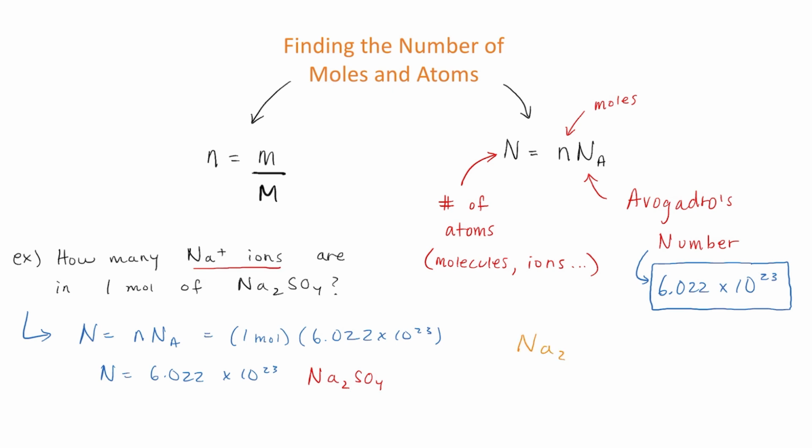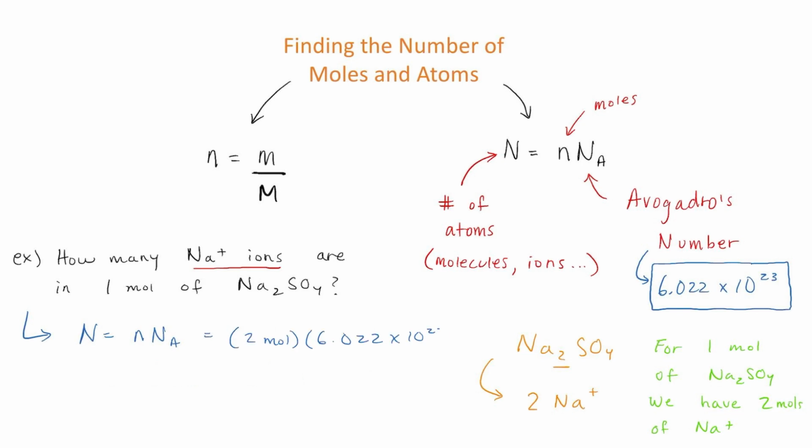If we take a look at sodium sulfate, you can see that sodium sulfate is made up of 2 sodium ions. In other words, for 1 mole of sodium sulfate, we have 2 moles of sodium ions. And so in order to get the answer correct, we need to multiply the number of moles of sodium sulfate by 2. And now we can do the math and we can see that there's 1.204 times 10 to the 24 sodium ions in every mole of sodium sulfate.